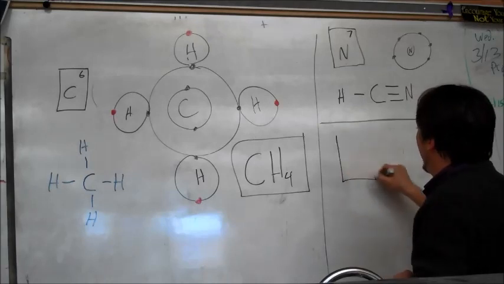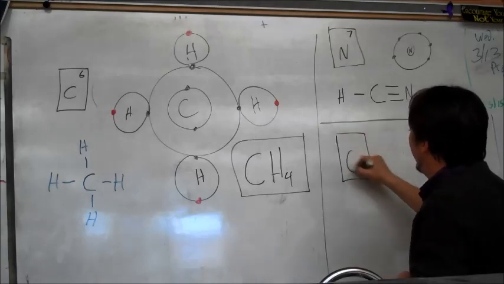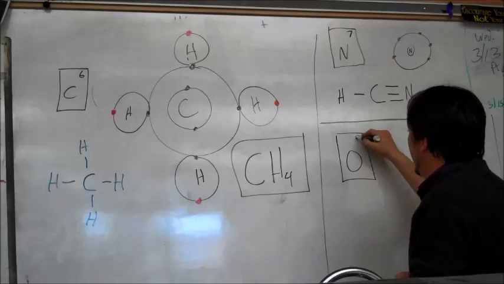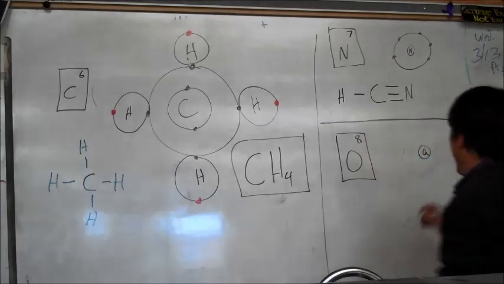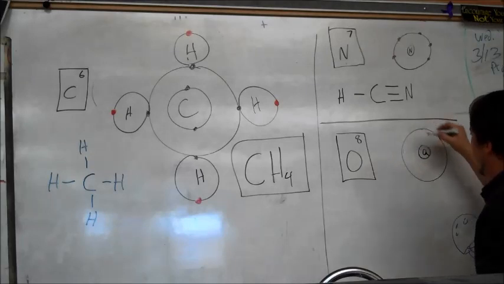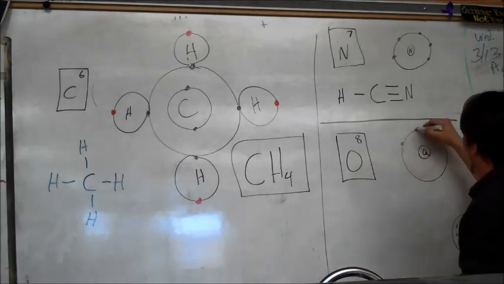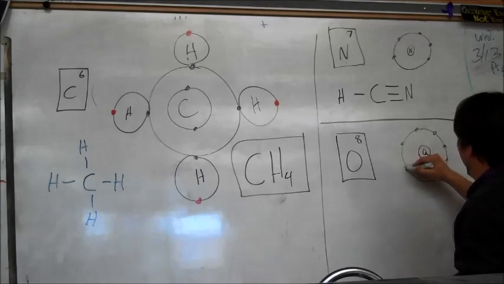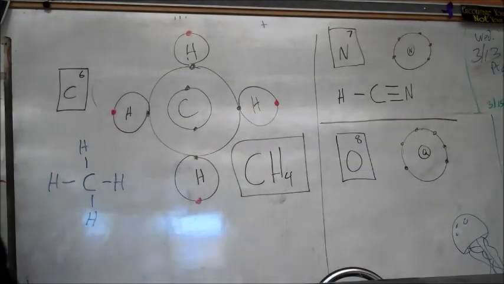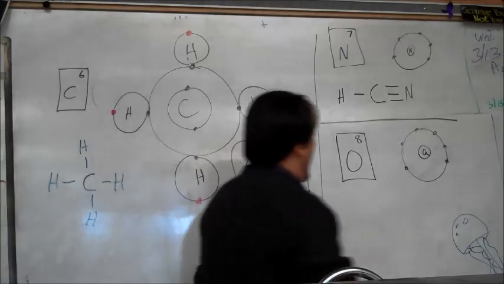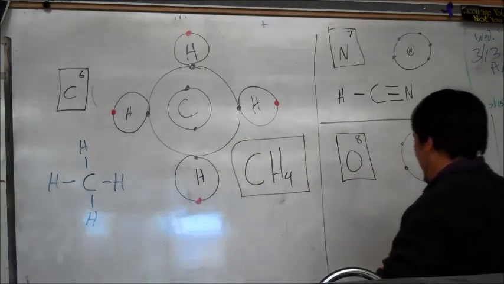But just to show you another thing, here's oxygen, which is number 8. I'm going to write OX for the little nucleus here. Here's the valence electrons of oxygen: 1, 2, 3, 4, 5, 6. How many more does oxygen need? 2. That is correct. And so oxygen can share 2 with carbon.